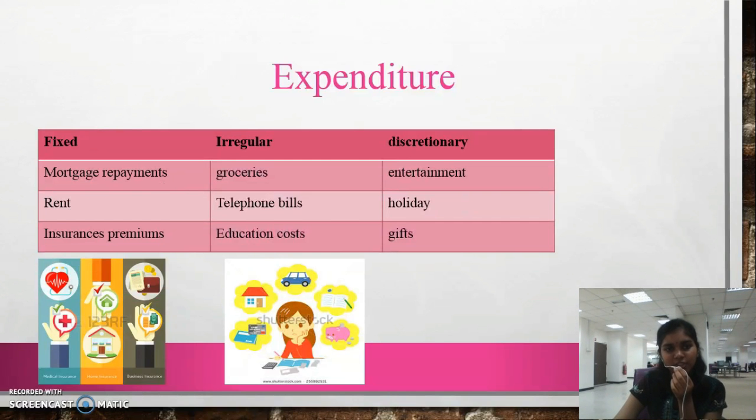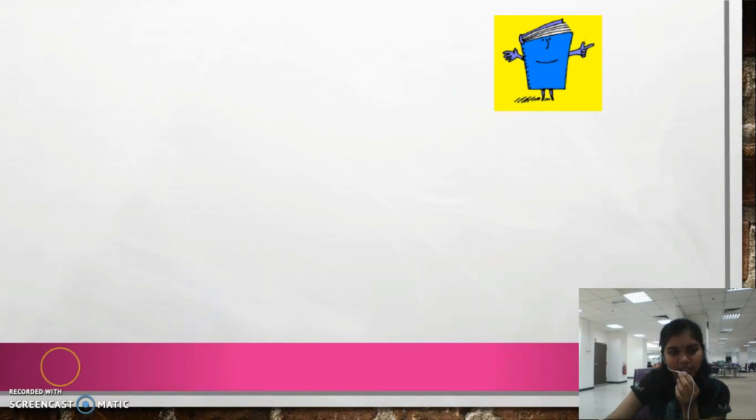Examples of fixed expenditure are mortgage repayments, rent, and insurance premiums, while irregular expenditure is groceries, telephone bills, and education costs. Discretionary expenditure is entertainment, holidays, and gifts.